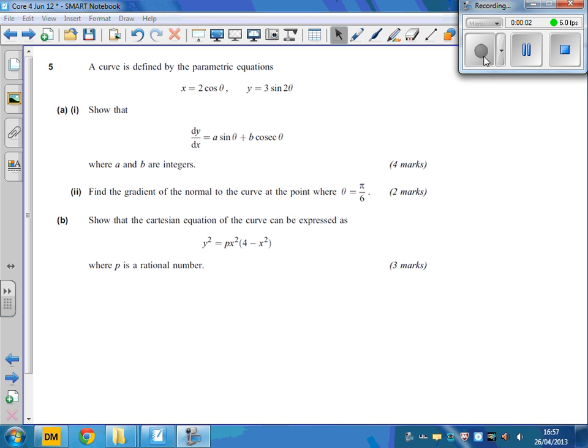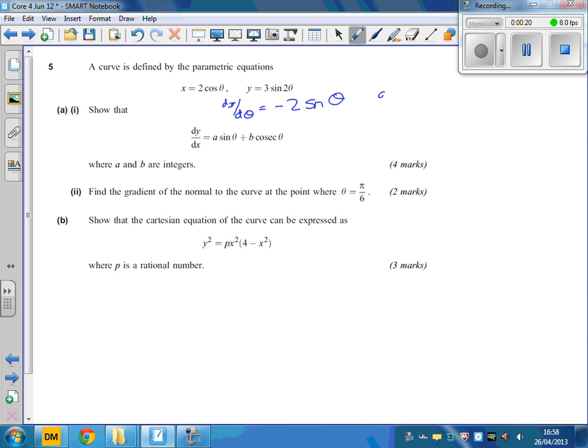June 2012 Core 4 question 5. I think most people know how to start these parametric ones. They start by differentiating them both. And so the first thing we've got here is that dx by d theta, cos goes to minus sine, doesn't it? Minus sine theta, and we've got a 2 in front of it.